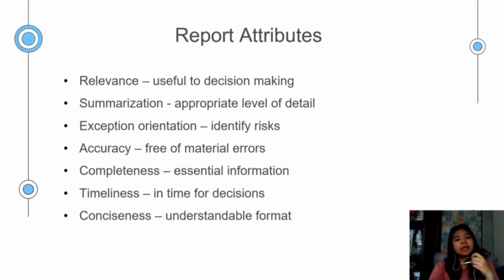And then next is the exception orientation, which identify risks. Next, accuracy, which is free of material errors. It should be free from errors and bias. Next, it should be complete wherein nandun dapat lahat ng essential informations. Then next, it should be timely because as we all know, if the information is not timely, the decision will either be incorrect or incomplete. And then lastly, it should be concise enough para maintindihan ng users natin.